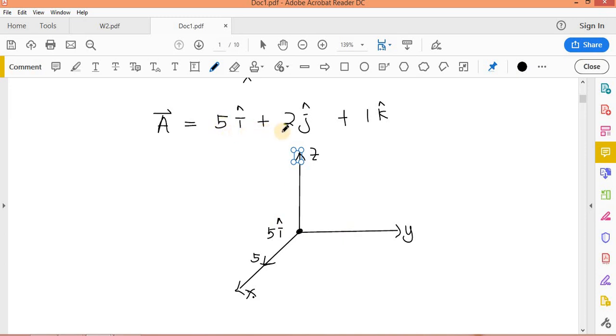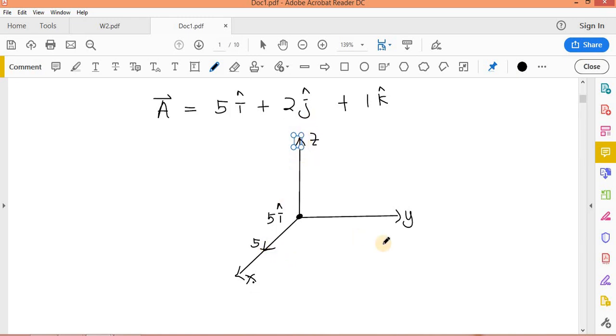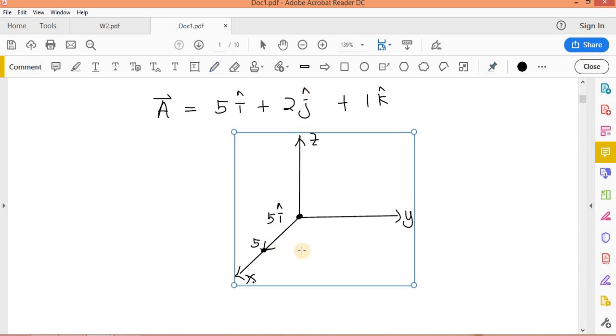After that, it moves another 2 units in the j direction. The j direction is the direction of the y-axis, right? So you cannot start from here. You have to start from here, and you move in the y direction for 2 units.